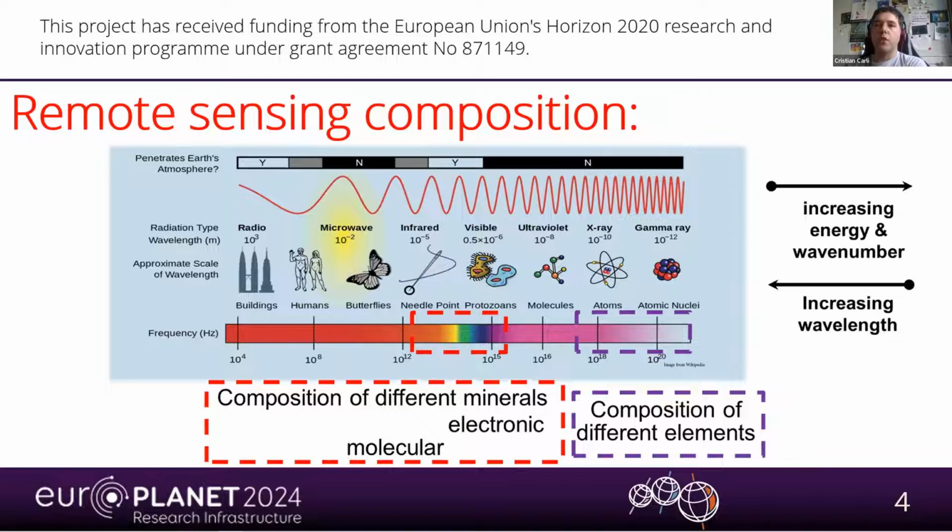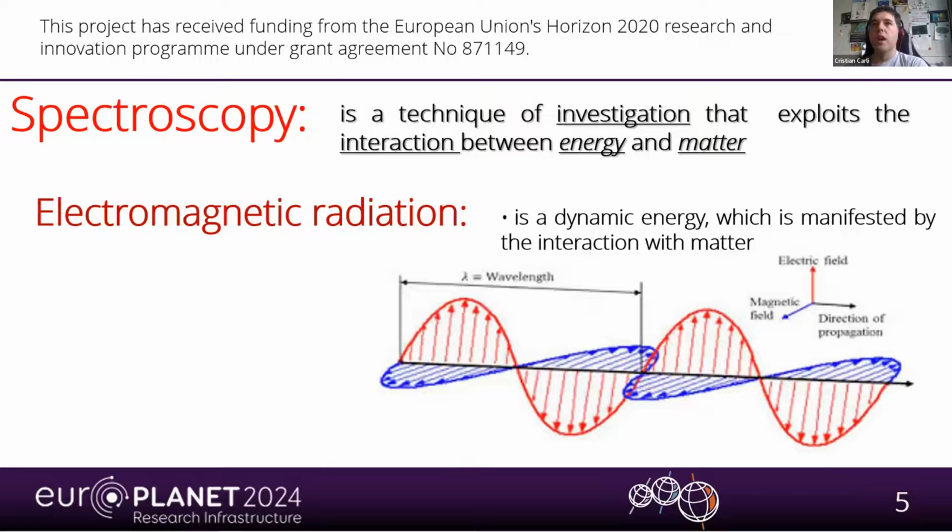Often, the information that can be acquired at a higher resolution, so closer to the mapping resolution, is the mineralogical information, and so the visible to near-infrared spectral range. And this is much more what we are going to see later in this presentation. In general, we speak about spectroscopy.